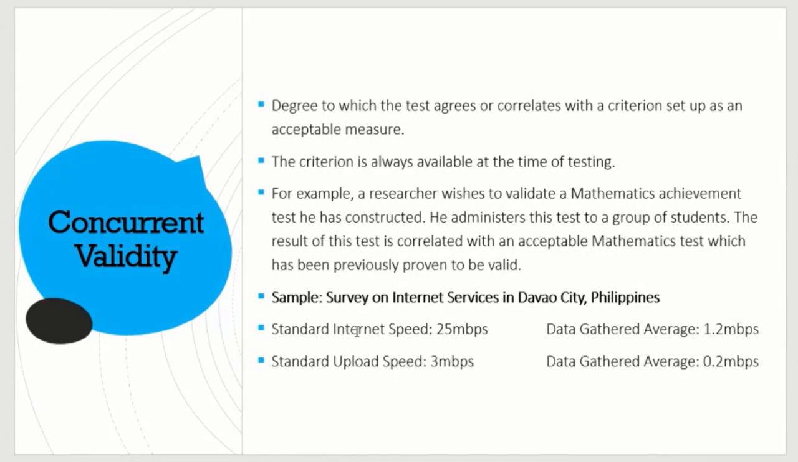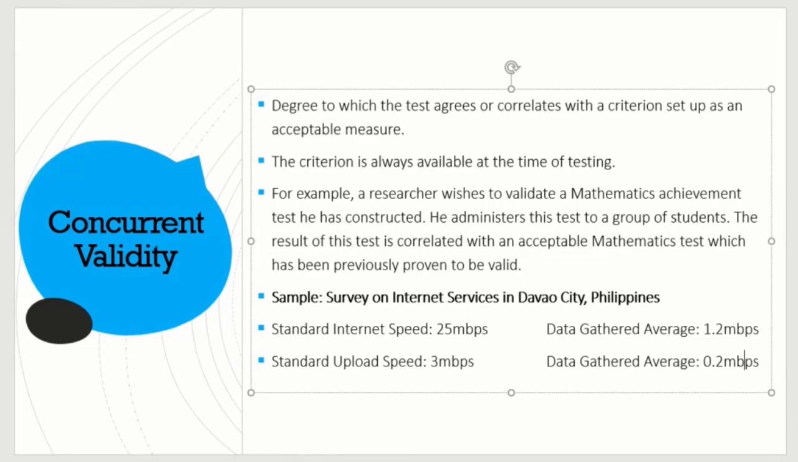So these are the standard internet speed, 25 Mbps, standard upload speed, 3 Mbps. Pero yung nag-gather natin na data ay mababa. Therefore, concurrent validity, again, it's not good. The test that you are doing is probably not good. Okay, whatever test na ginawa mo, so you have to change the test that you are doing.